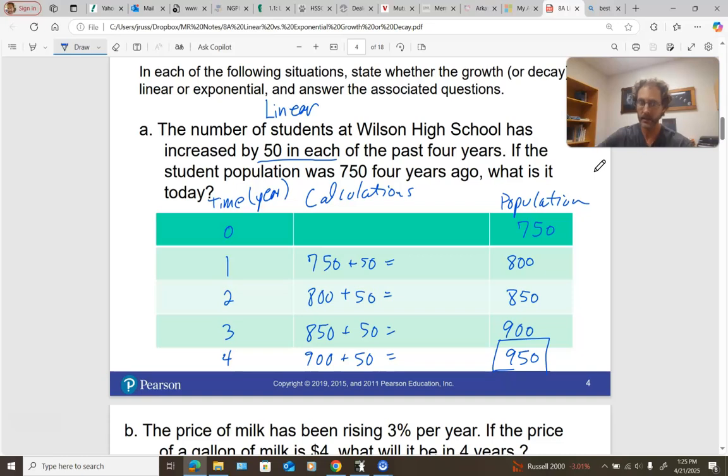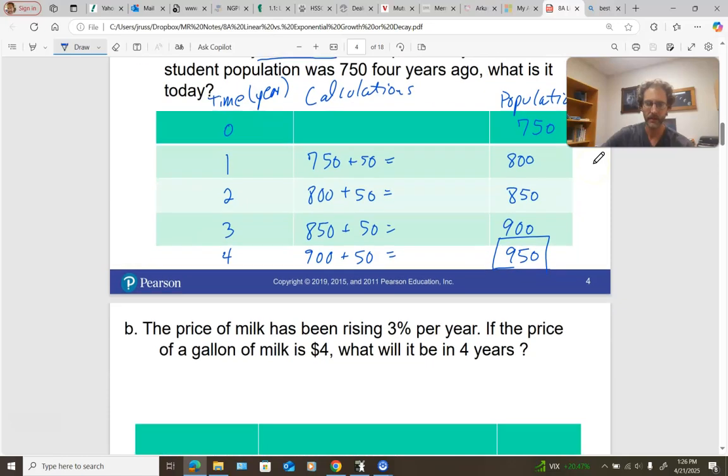Now here in a minute, I'm going to write out a formula for us, because we don't want to have to fill out a table like this and do 4 of these calculations, because what if it had asked us what the population is going to be in 20 years? So you can derive a formula. You just take the growth rate, which is 50, multiply it by 20, the number of years, add it to the original population, and that'll give you the final population.